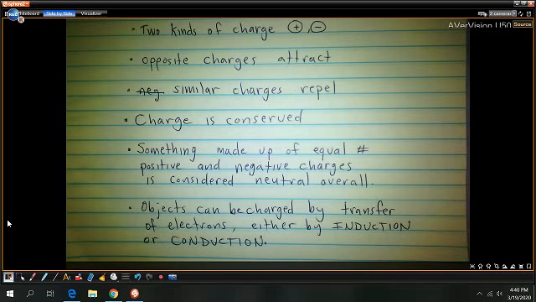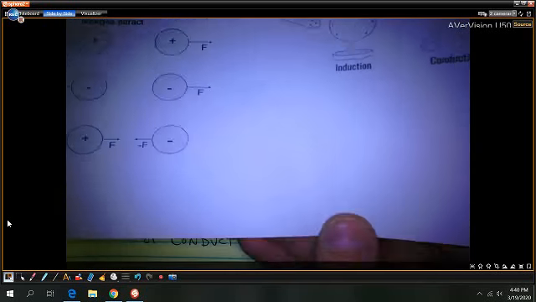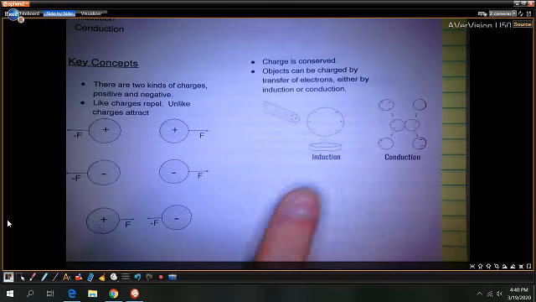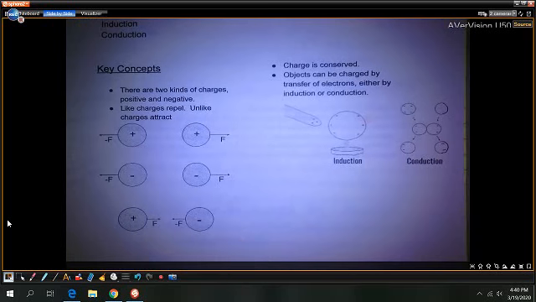Okay, and here is a little resource. I might upload this for you. Here's the difference between induction and conduction. Okay, here, let's do this. When I rub a balloon against my hair, pretend that I have hair, that's conduction.